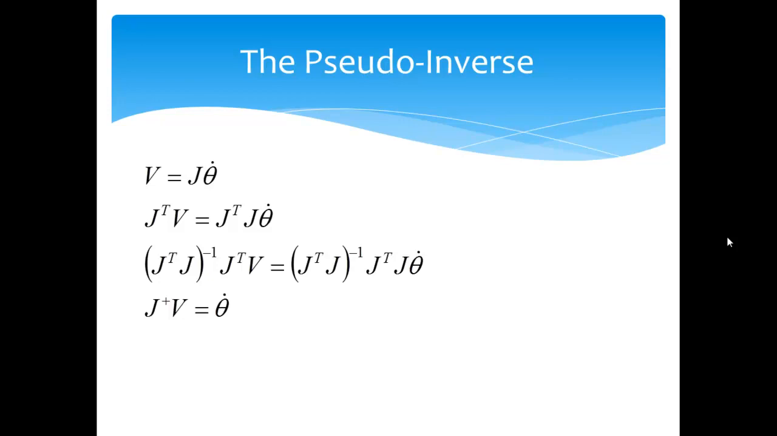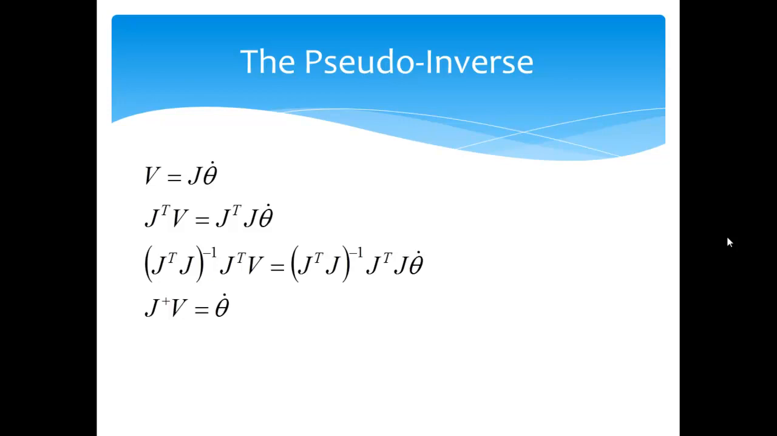So with our pseudo, actually let me go back and explain what the Jacobian is. Our Jacobian J is basically just a matrix, and it's going to relate the function of our current pose with the next pose. So that's what our Jacobian is.